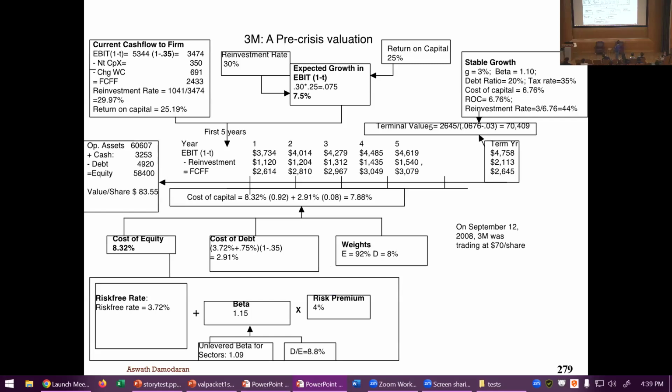So that's a Con Ed valuation. Let's do a second valuation. You know what 3M does? Lots of boring things, right?